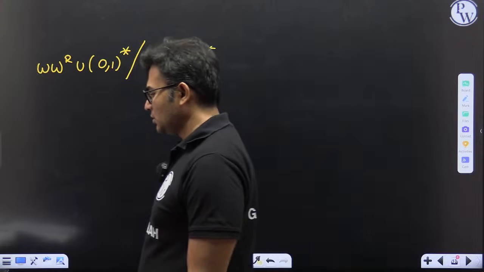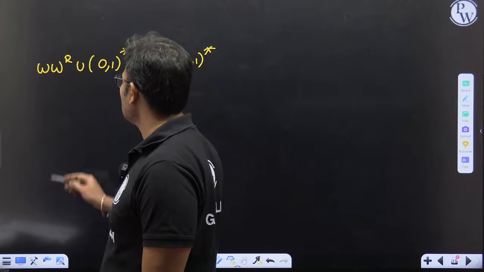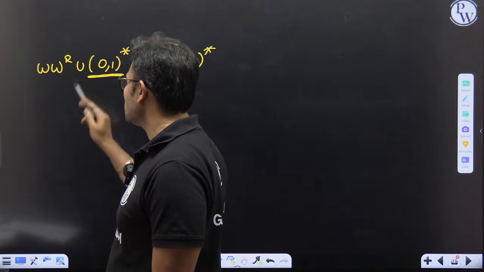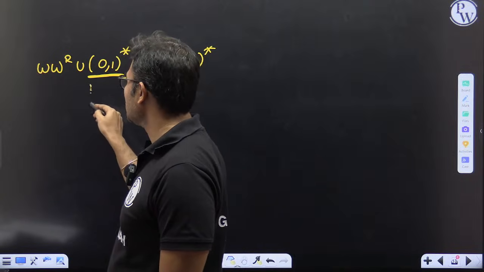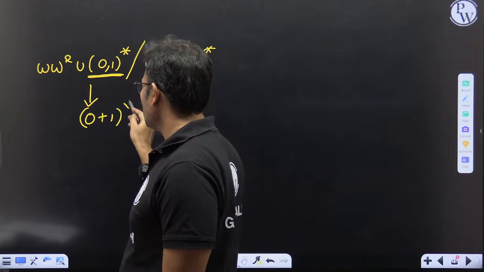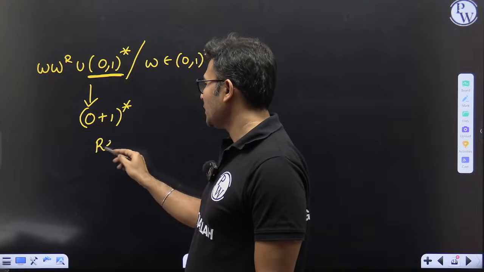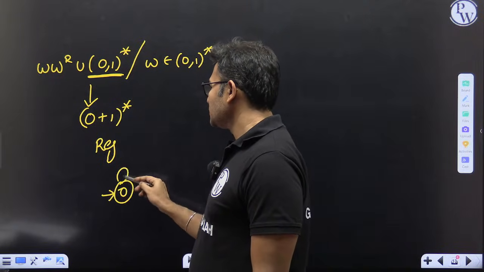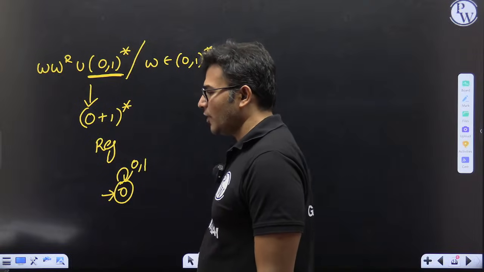Very good. Regular, right? Any language, when you union it with the universal language, you are going to get the universal language. So here you are going to get (0+1)*. This is a regular language, right? Now what is the finite automata? It is a single state with 0, 1. This is the finite automata.